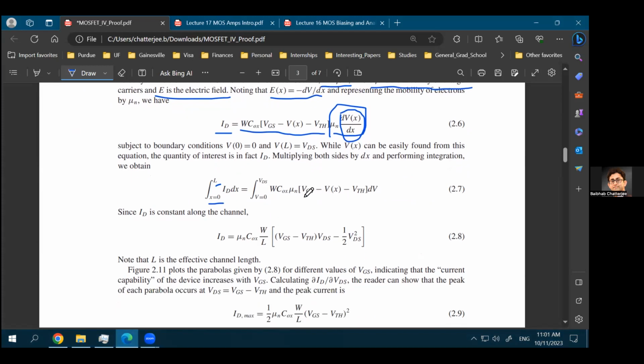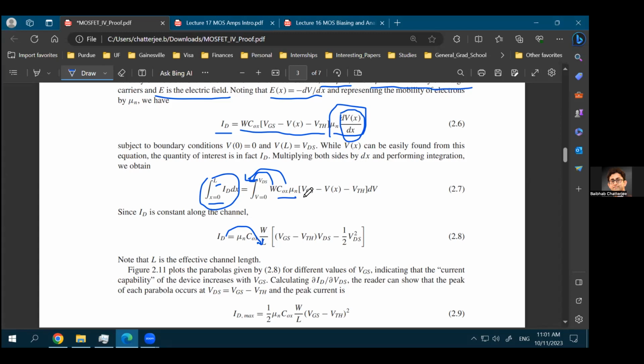And if you perform this integration, what you will have is basically ID equal to mu n times COX. So this will come outside of the integration because this is not dependent on x. W over L. So W will also come outside of the integration. And L is something you'll get over here on the left-hand side. That you'll get ID multiplied with L because you're integrating from x equal to 0 to x equal to L, and you have integration of dx. So that will become x, and when you put the values of boundary conditions of L and 0, you'll get ID multiplied with L on the left-hand side. So taking that L on the right-hand side, you'll get this W over L term.